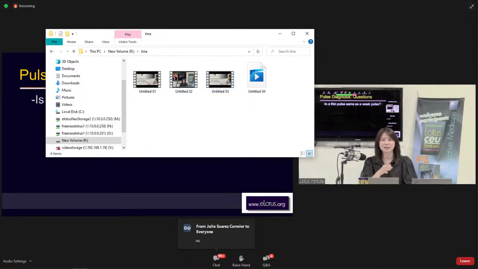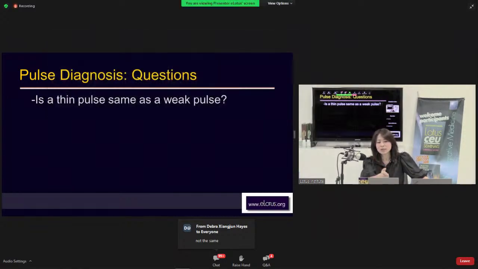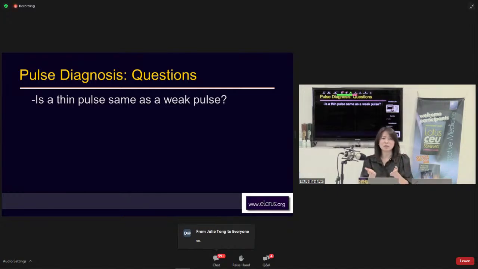Now let's go back to that pulse 1, 2, 3. What is number 1? Figure out what shape it is. Number 2, what jump it is. So if you're looking at a thin pulse, is that a jump or is that a shape? Please type in the chat room for me. Is thin pulse a shape or a jump? Shape, right? Is weak pulse a shape or a jump? Jump. Great. Perfect. So let me ask you that question again. Is a thin pulse the same as a weak pulse? No, right? One is describing the shape of the pulse, the other one, the jump of the pulse.